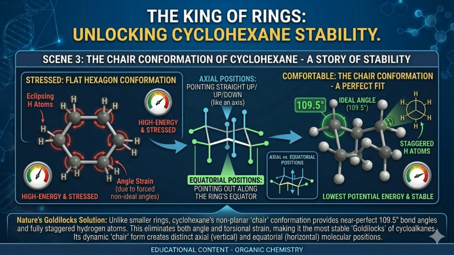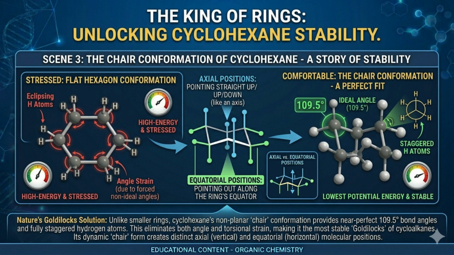To find relief, cyclohexane folds into a 3D shape called the chair conformation. This is nature's Goldilocks solution. It's a perfect fit. First, it restores the bond angles to a near-perfect 109.5 degrees, eliminating angle strain. Second, it staggers all the hydrogen atoms, meaning they stay out of each other's way. This results in the lowest potential energy, making the molecule incredibly stable.